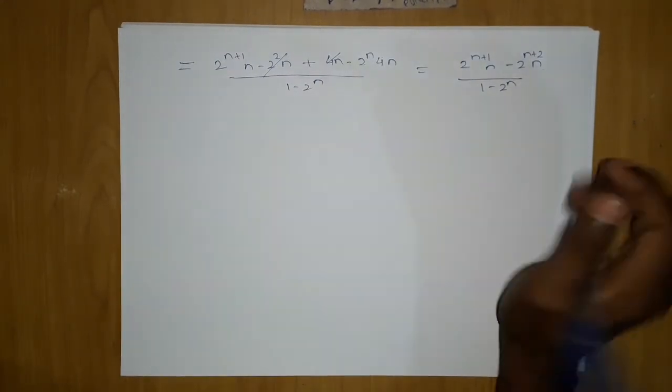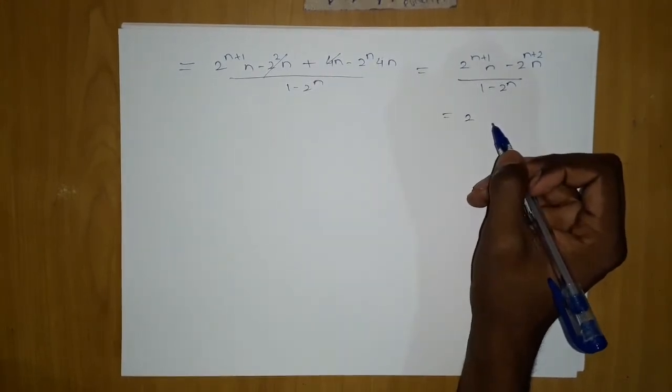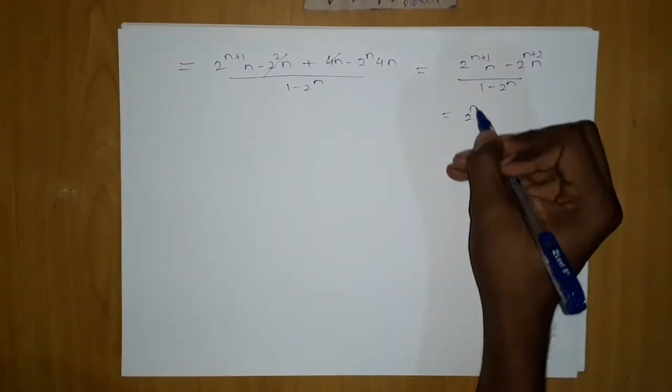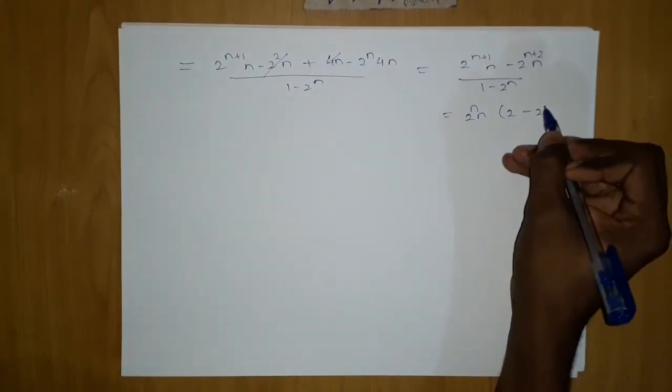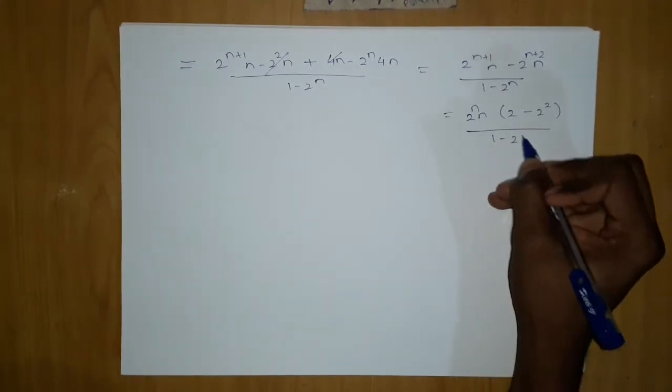Now if I take 2n common, what should I take common? Can I form 1 minus 2 to the power n? So what should I take common? Let's take 2 to the power n common into n common. Then what we have, 2 minus 2 to the power 2, it is negative. Let's see what we are getting, 2 to the power n.